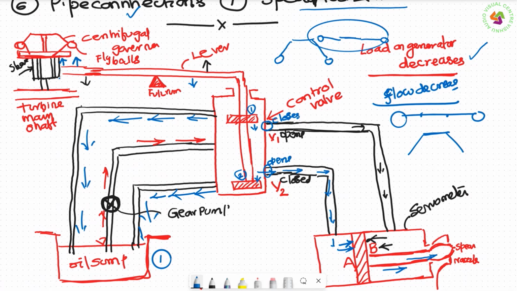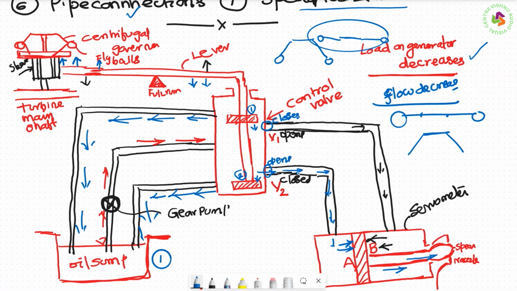These are the blue things which I mentioned. Naturally, the sleeve moves upwards. That means the lever rod moves upwards on the left side. When the lever rod moves upside, the other side of it, based on the fulcrum, naturally goes down. When it goes down, it closes the valve V1 and opens the valve V2.